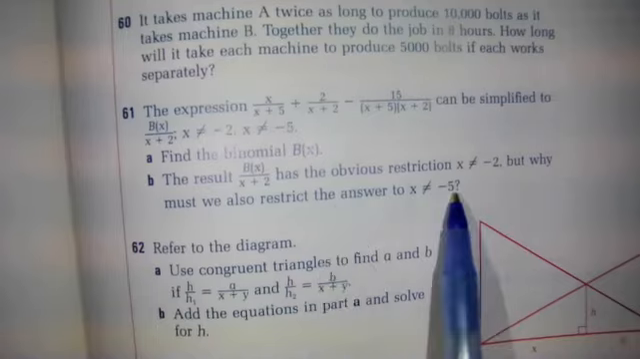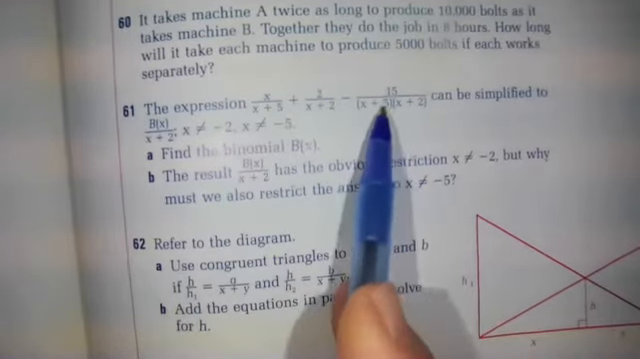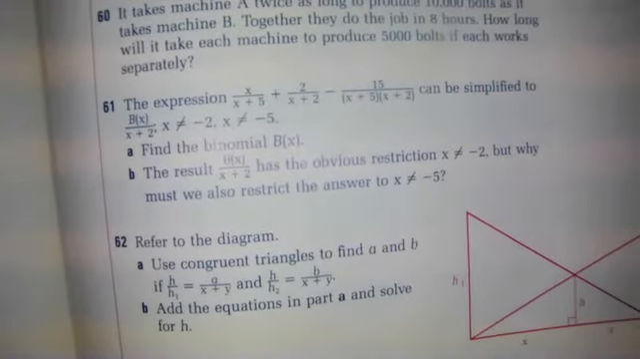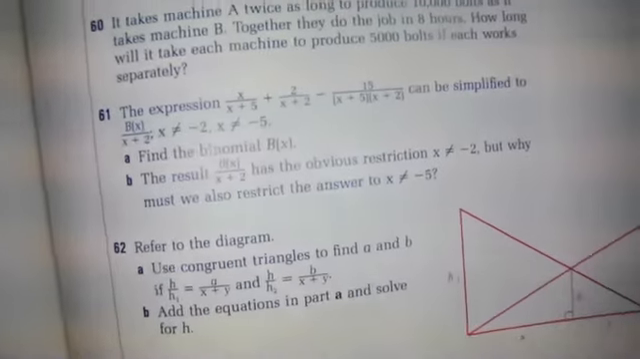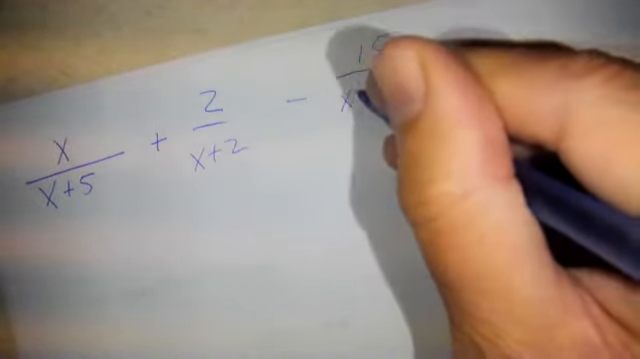Why must we also restrict the answer to x may not equal -5? Well, really right there, and for that matter there, if x were -5 in the original equation, we would end up dividing by 0. So really all I'm going to do here is 61a, which is simplifying x over x plus 5 plus 2 over x plus 2 minus 15 over the product of both of those denominators.